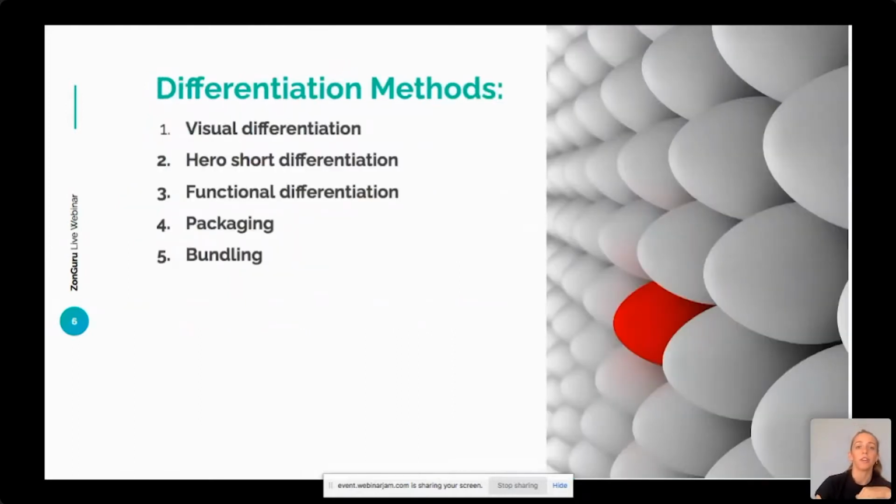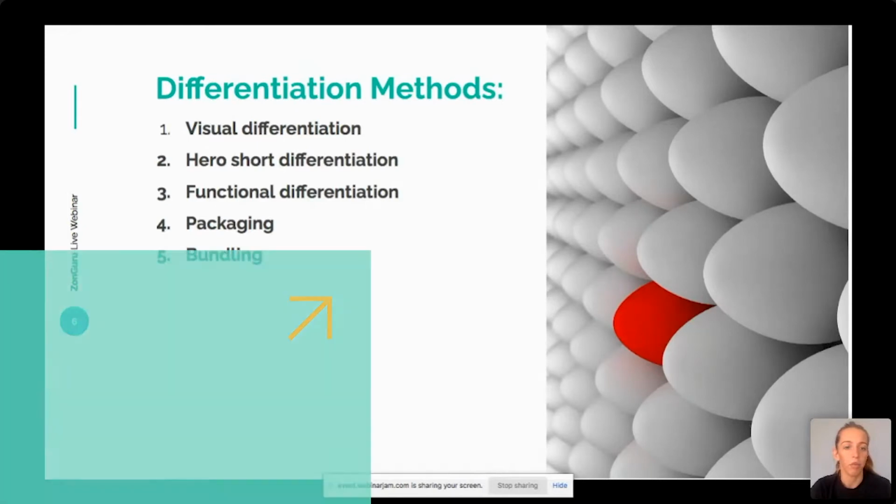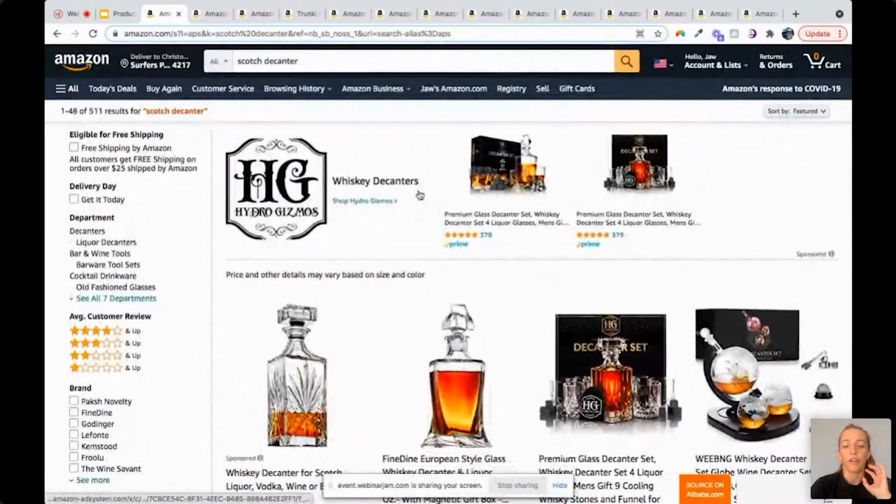Okay. So these are the 5 methods that I'm going to go through. I thought I'll give you a quick snapshot, and then I'm going to go over to Amazon and run through live examples and how I would look at them if I am doing some product research. So we've got visual differentiation, hero shot, functional, packaging, and bundling. Keeping that in mind, when we get to the page, I'm going to talk through those a little bit more. Alrighty, so first of all, we're going to touch on visual differentiation.